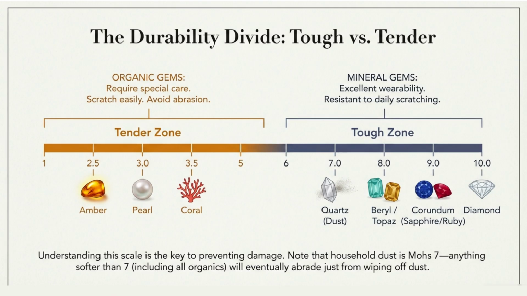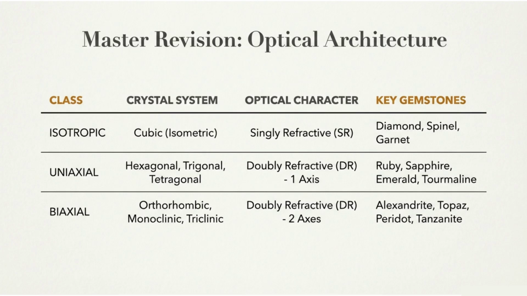Avoid abrasion, hard knocks, and "I just toss all my jewelry into one pouch" habits. If mineral gems are your everyday sneakers, organics are silk slippers, beautiful, but strictly indoor shoes. Contrast that with mineral gems, which dominate the tough zone.